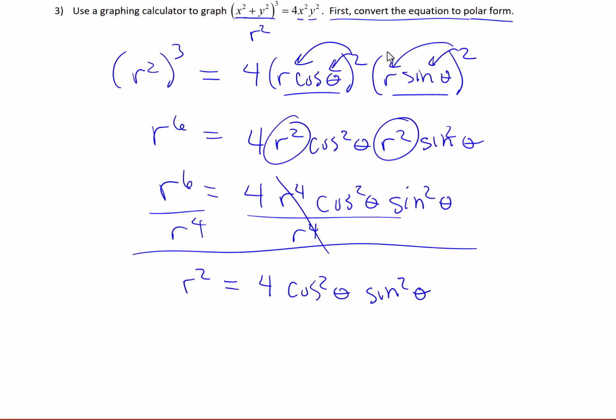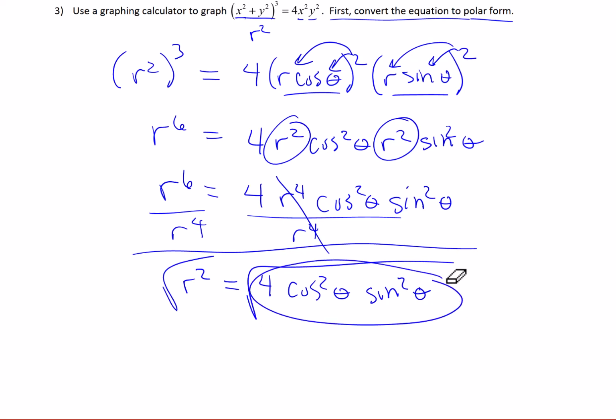Next, let's do another little algebraic trick here. If we take the square root of both sides of our equation, notice that we have on the right side a bunch of factors. That's kind of a hint that taking the square root of the whole side wouldn't be such a bad idea because you're allowed to apply a square root to multiple factors that are next to each other, which means we're left with r equals, on the left side, the square root of r squared we can write as just r.